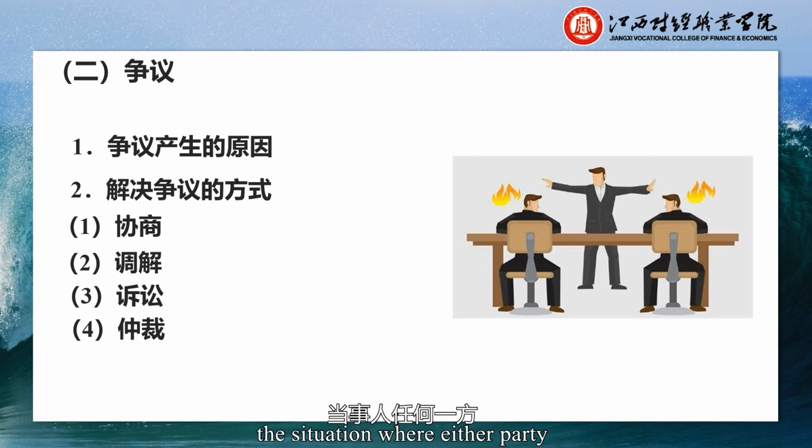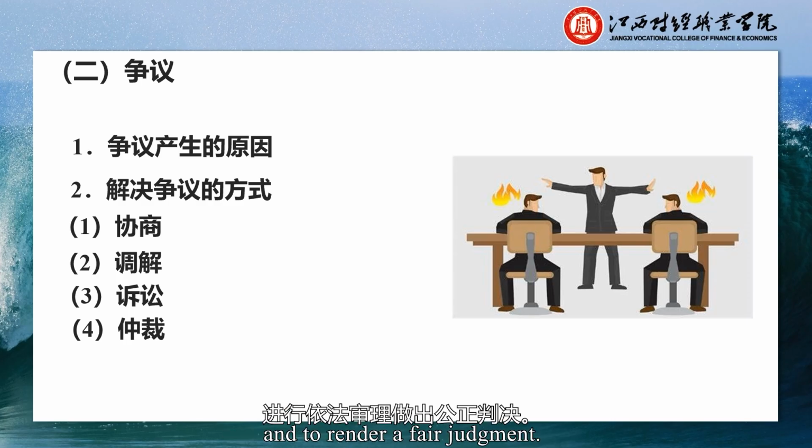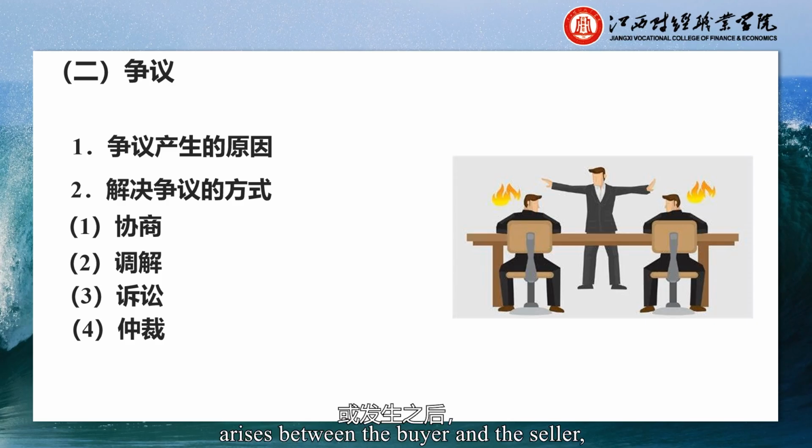Litigation refers to the situation where either party requests a court with jurisdiction to adjudicate the dispute between the parties according to a certain legal procedure and to render a fair judgment. Arbitration is a method where, before or after a dispute arises between the buyer and the seller, they enter into a written agreement, voluntarily submit the dispute to a third party agreed upon by both parties, and have it adjudicated in order to resolve the dispute.